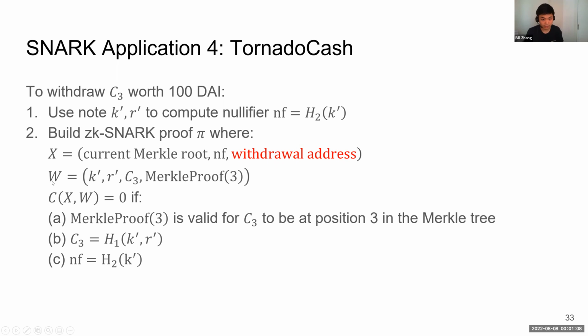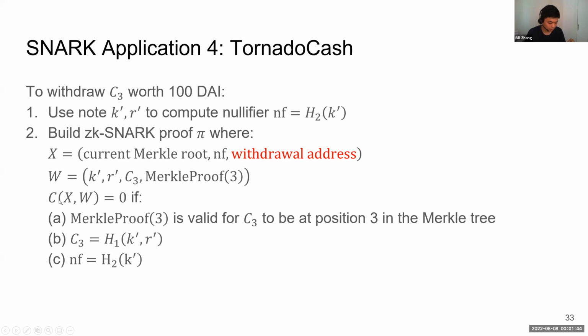The private witness is going to be the randomness K prime, which we got to keep secret, the randomness R prime, which was also important for generating the coin, so we also got to keep that secret. So this is our note over here, right? The previous note for C3. The private witness is also going to include the coin itself because we don't want that to be revealed to people. And it's also going to include the Merkle proof of this coin, proving that this coin is in the Merkle tree that is being stored in the smart contract. These are all things that cannot be revealed to people. These are all things that can be revealed to anybody.